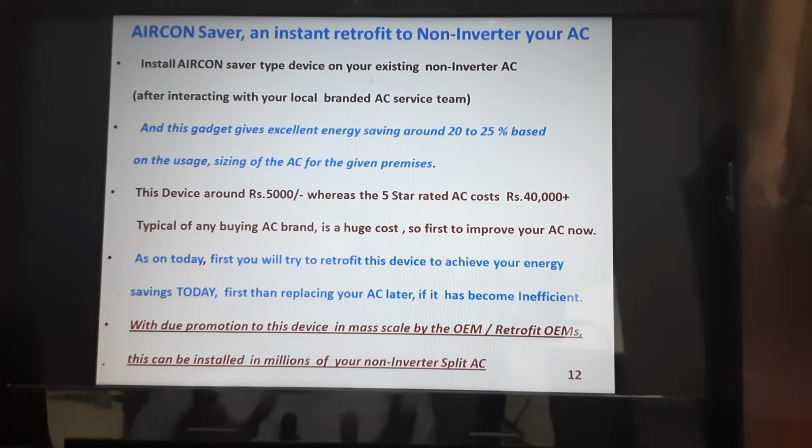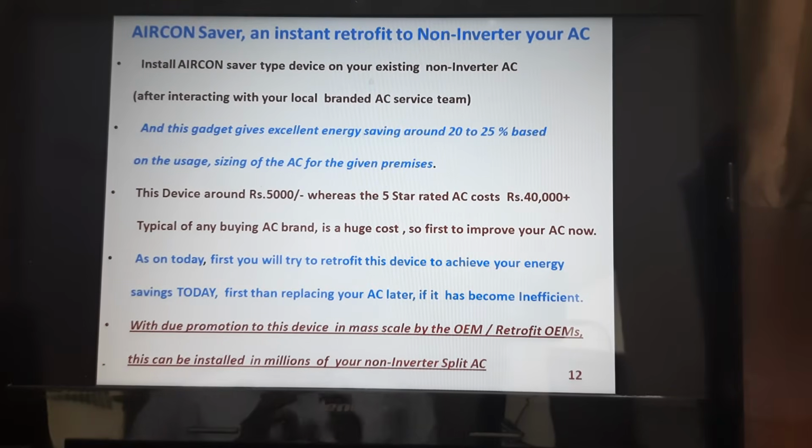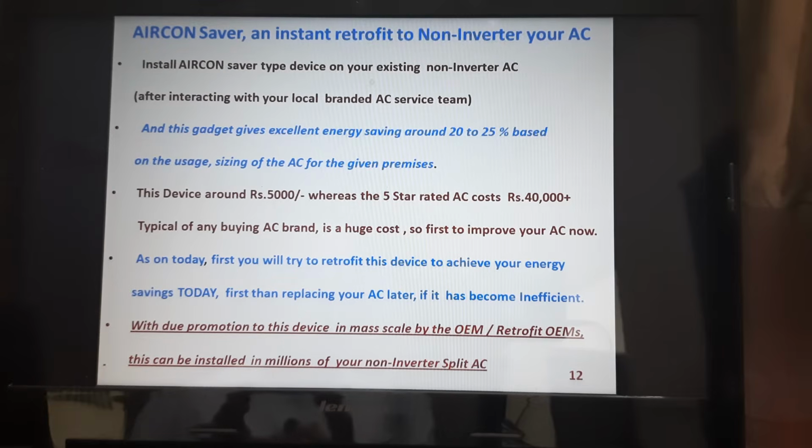This is the smart way of working with the existing air conditioner. One is the temperature setting, the other is going for the sleep mode, the timer mode, or the eco mode on the latest air conditioners. But many of our air conditioners, say decade-old air conditioners, didn't have this type of provision. Those air conditioners can also be made smart running by retrofitting this aircon saver.